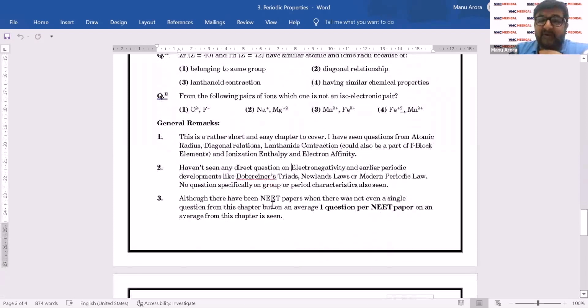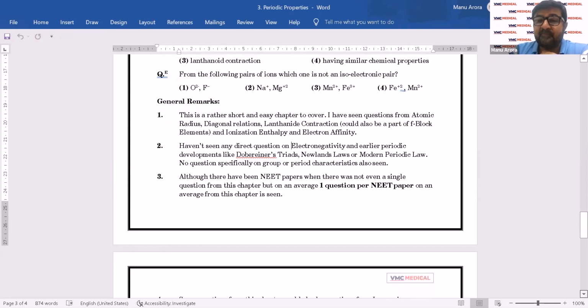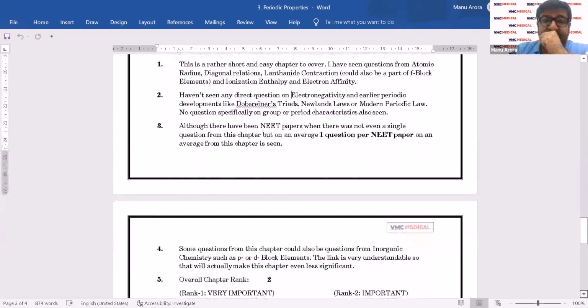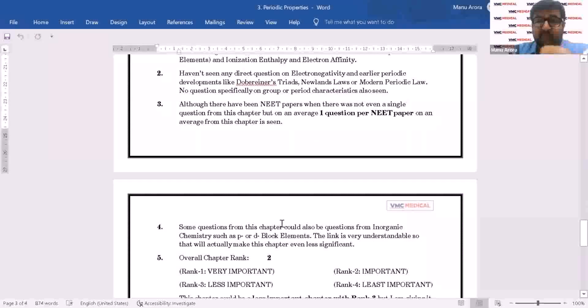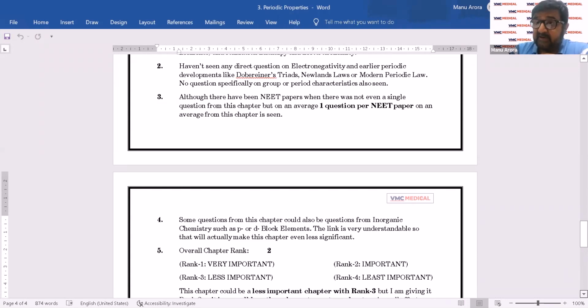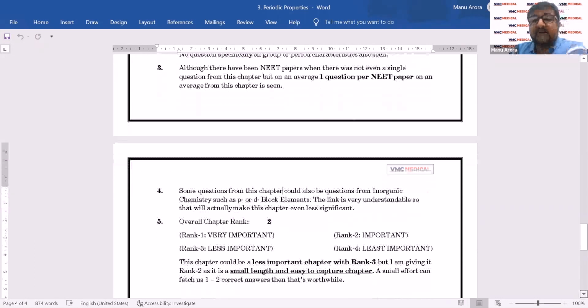Although there have been NEET papers where there was not even a single question from this chapter, there is an average of one question per NEET paper from this chapter, which can clearly suggest that some questions from this chapter could also be questions from inorganic chemistry such as P or D block. The link is very understandable. So that will actually make this chapter even less significant. So overall chapter ranking, I'll regard this as an important chapter.